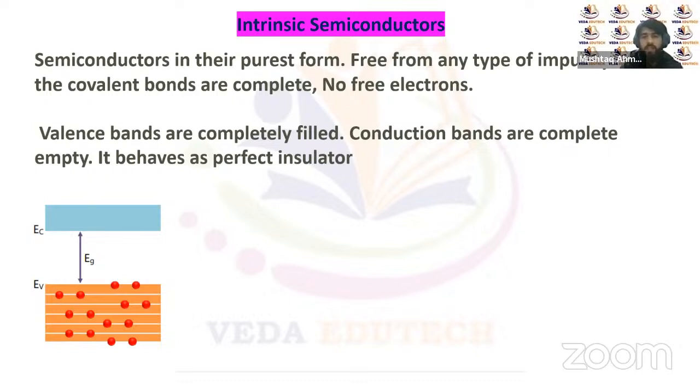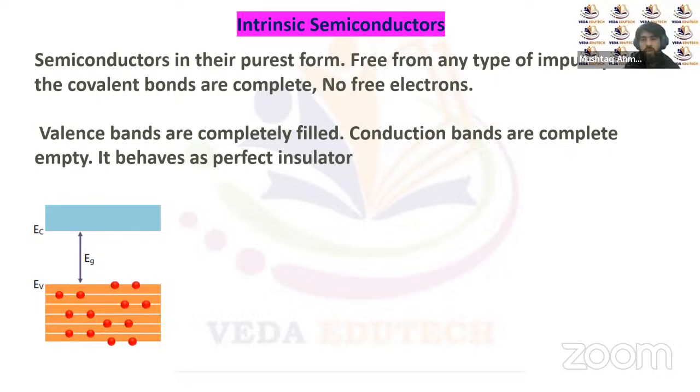So intrinsic semiconductors behave like a perfect insulator, because they have almost negligible number of free electrons. They are free from any type of impurity. The covalent bonds formed between the atoms of these semiconductors are complete, so that there are no free electrons. Free electrons can only be made available in intrinsic semiconductors when we increase the temperature.